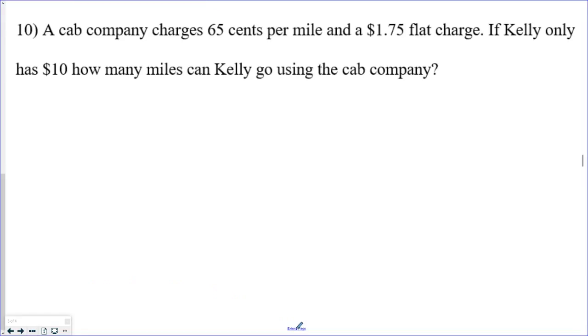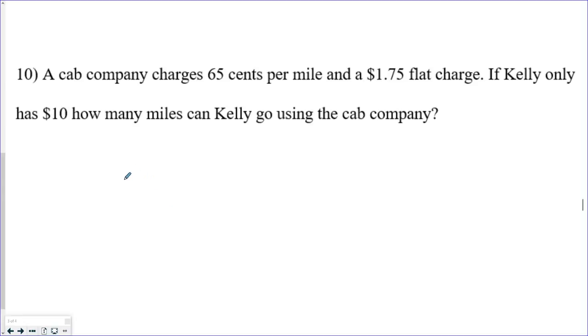The cab company one's the same way. So 65 cents per mile, so 0.65 per mile. So that means for every m, I'm going to do times by m. Remember, the word per here means multiply this to the miles. So 0.65 times m, and this much flat charge. So remember, that flat charge is stuff that's being added to the end of a problem, not multiplied.